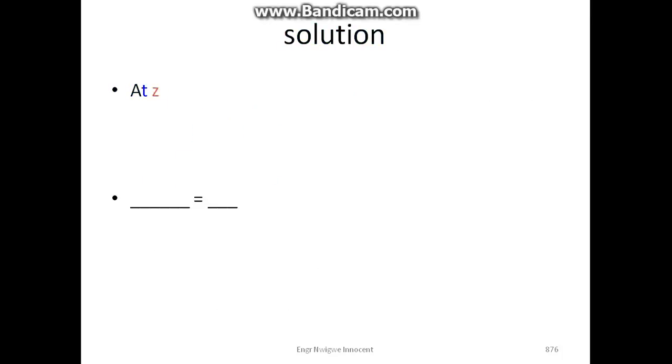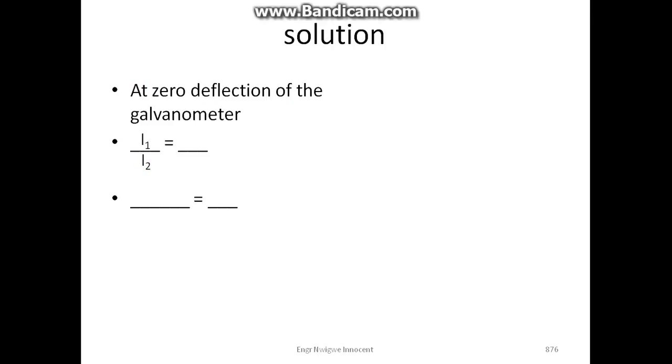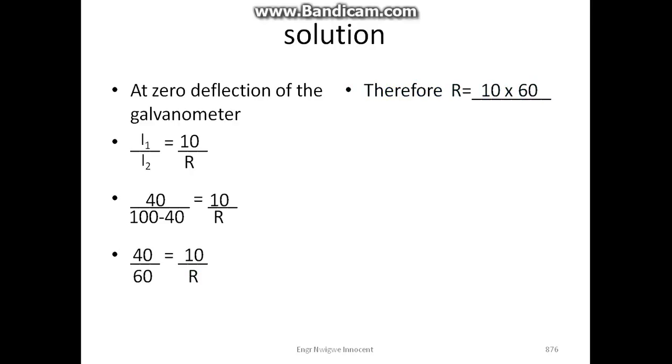Solution. At zero deflection of the galvanometer, L1 over L2 is equal to 10 over R. 40 all over 100 minus 40 is equal to 10 over capital R. 40 over 60 is equal to 10 over capital R. Therefore, R is equal to 10 times 60 over 40, which equals 15 ohms.